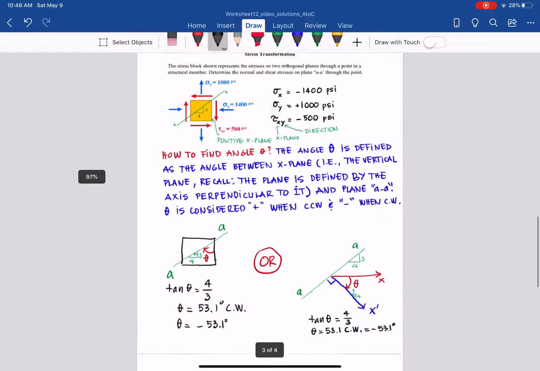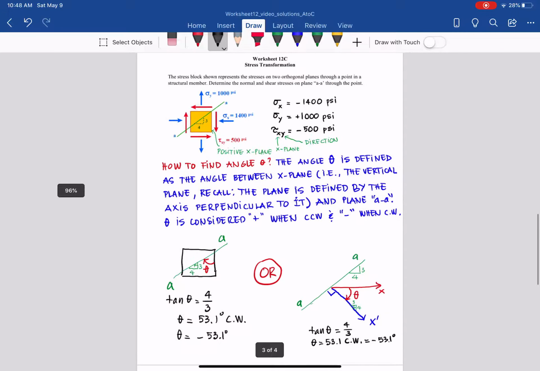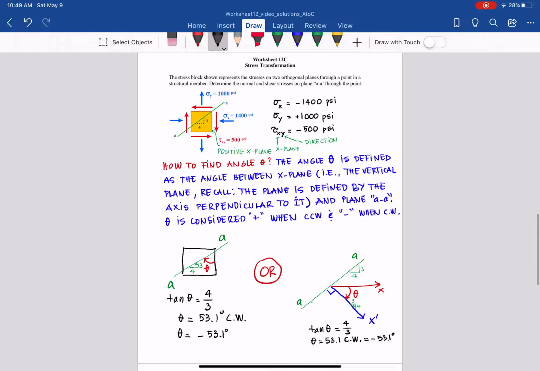Let's stop here, just to have that general information on how to find theta, and how to determine sigma x, sigma y and tau xy before we apply the equation. We should not just pick the magnitude of the numbers; we need to consider the sign. With that, we continue to the next part of the video, applying the equation to this problem.